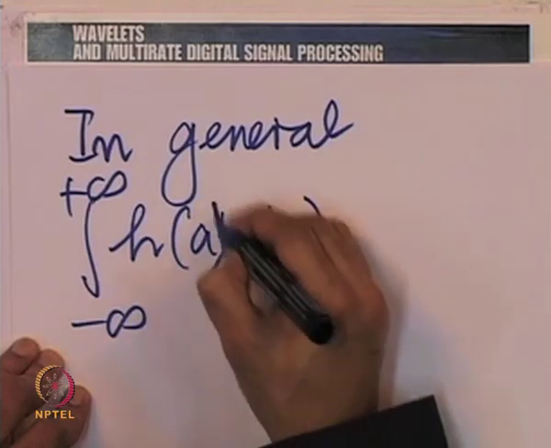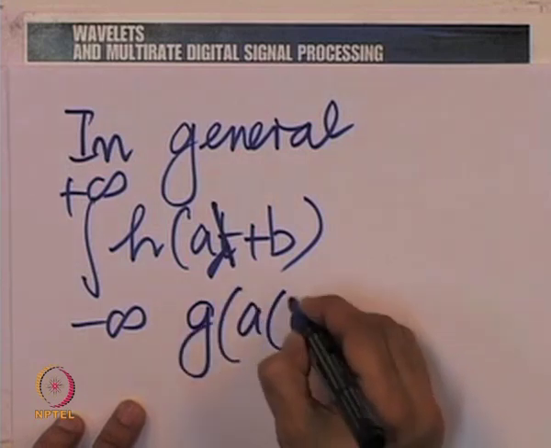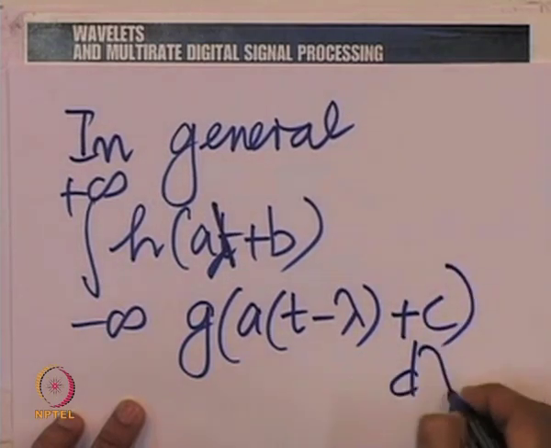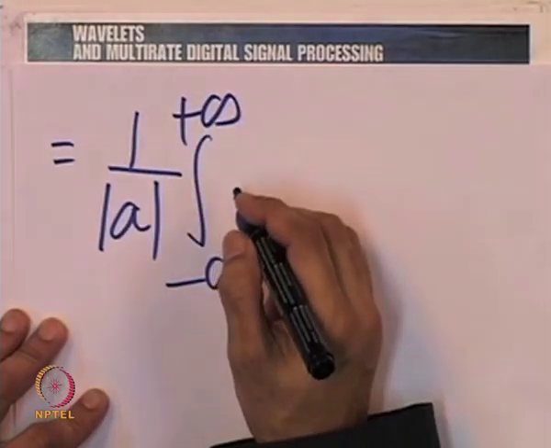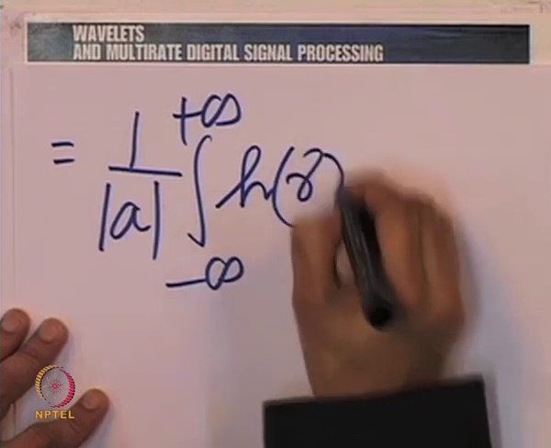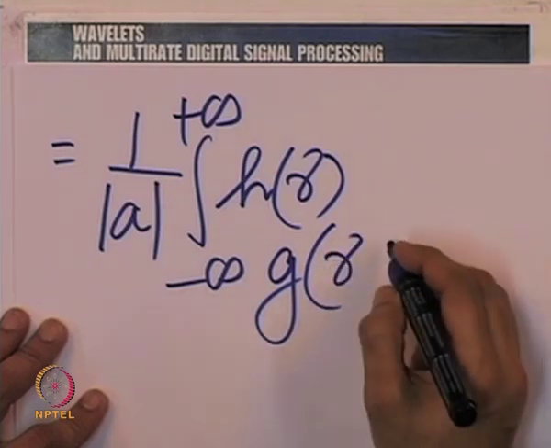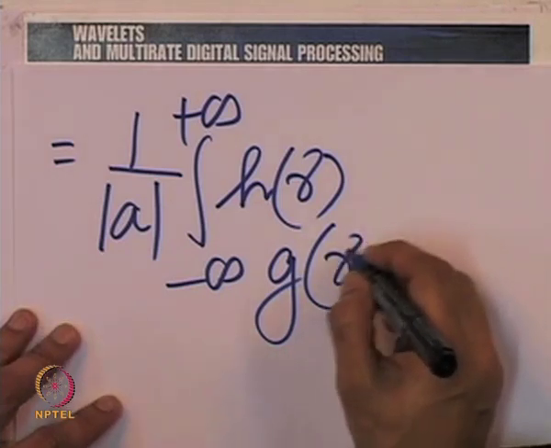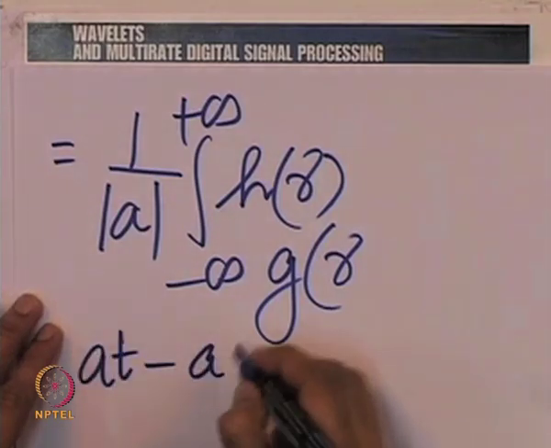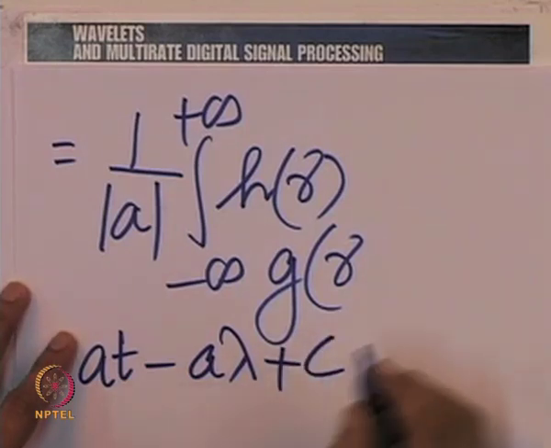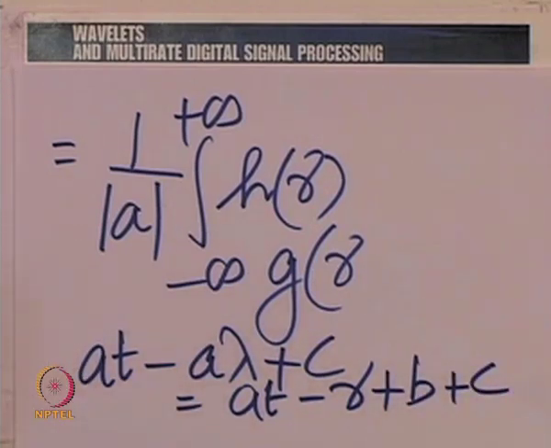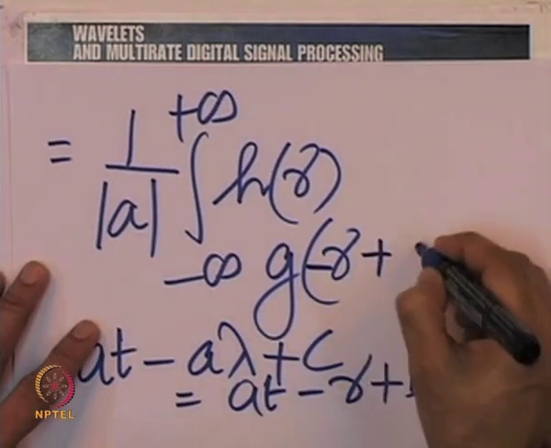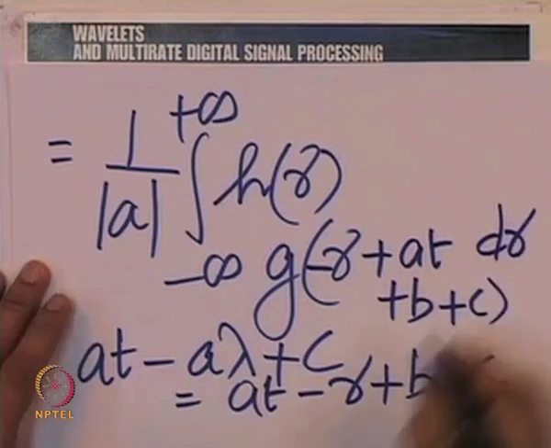or rather A lambda, let us make it A lambda, is equal to 1 by mod A, integral minus to plus infinity h gamma g gamma, well, actually let me work this out. So, A t minus A lambda plus c is essentially A t minus gamma. Now, minus gamma means minus A lambda minus b plus b plus c. So, I have a minus gamma here plus A t plus b plus c and a d gamma there.